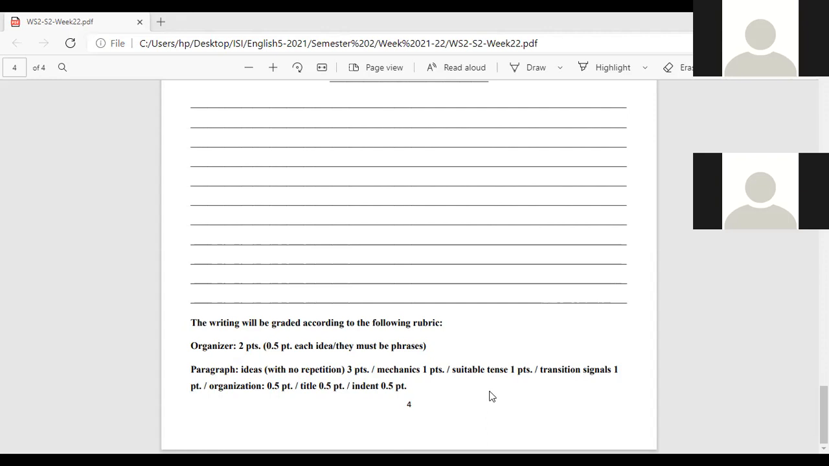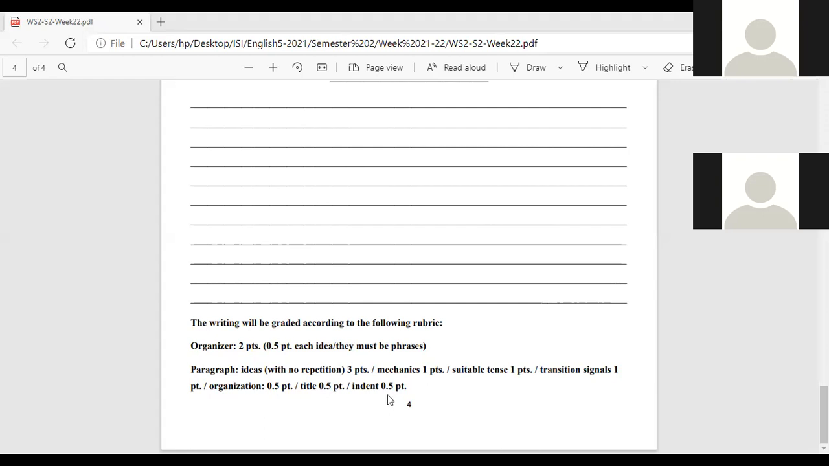The transition signals, like in addition, moreover, for example, the first advantage, the first disadvantage, the second, to add, okay? These have also 1 point. Organization, the form of the paragraph. If I see a part divided from the rest, then you will not take anything for the organization, okay? Please make it 1 paragraph, 1 full paragraph. The title has half. Also a good title with capitalized words, then you will take half, and the ending, the space at the beginning has half.